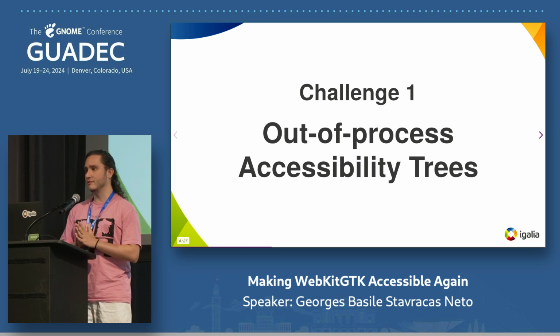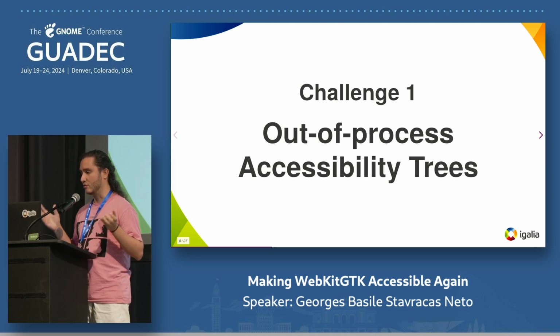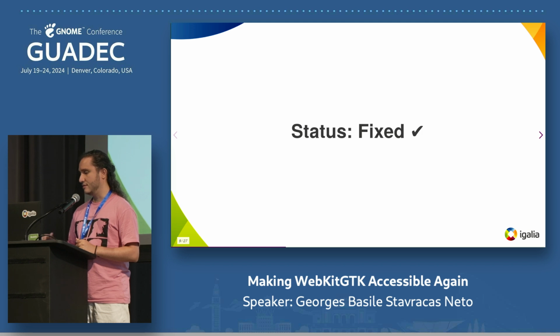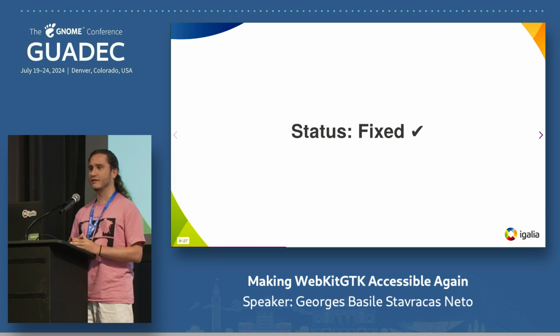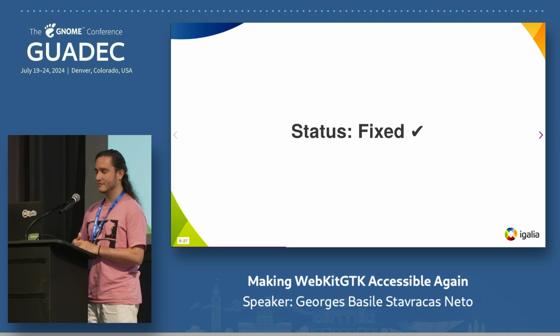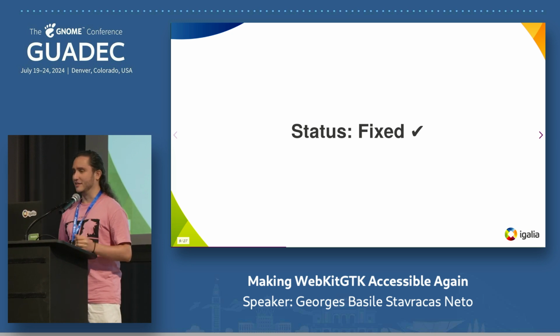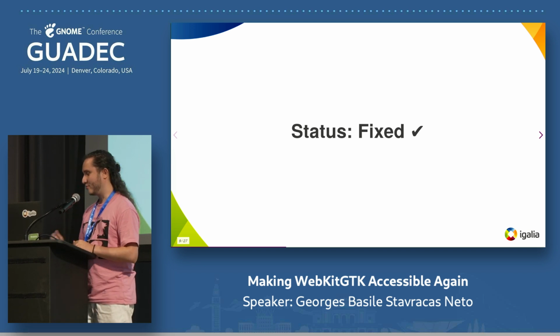This was solved by around February, and it's already available in GTK 4.14. We have a new object, GTK ATSPIX socket, I think, which does exactly that. You give it a bus name and a bus object, and it's going to bridge those two processes. So this one is fixed. Thanks to the GTK developers for merging that and for being open to that approach.